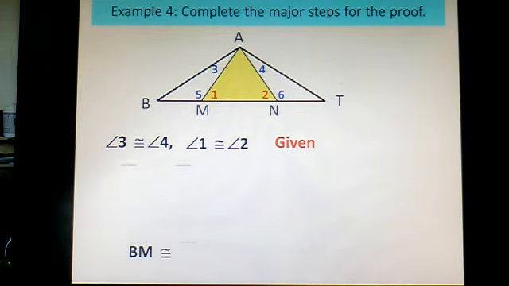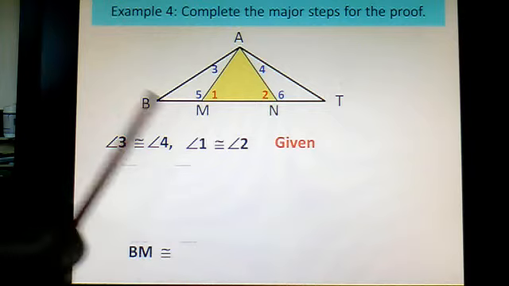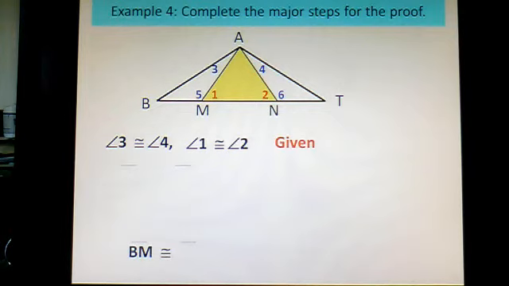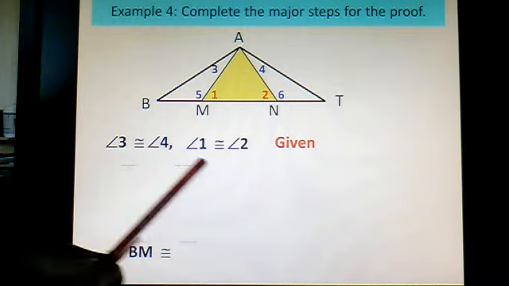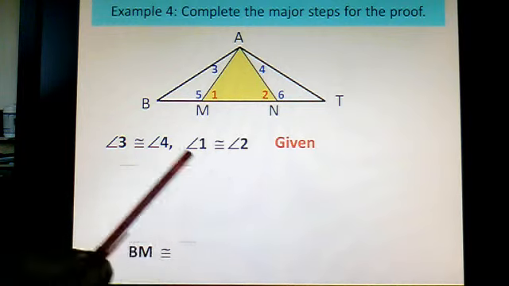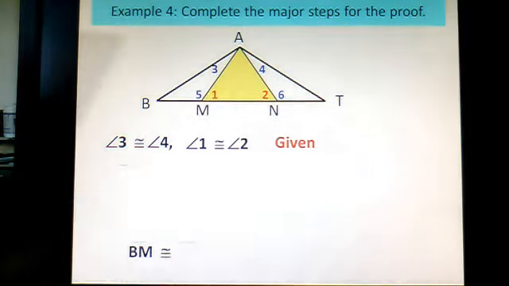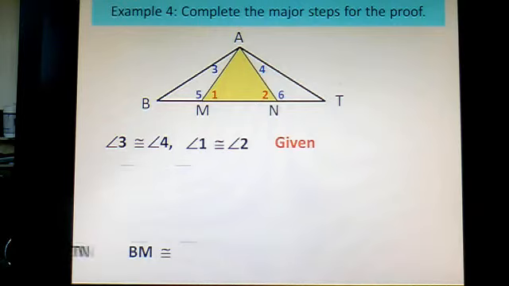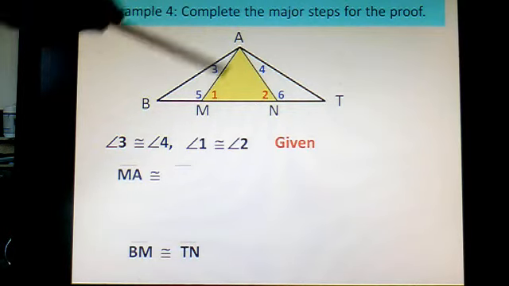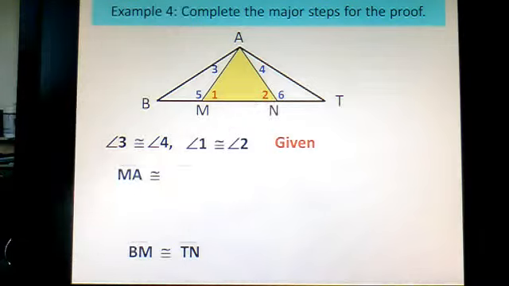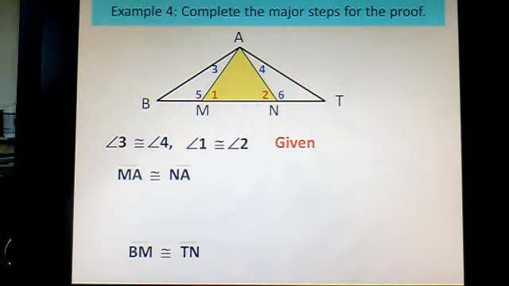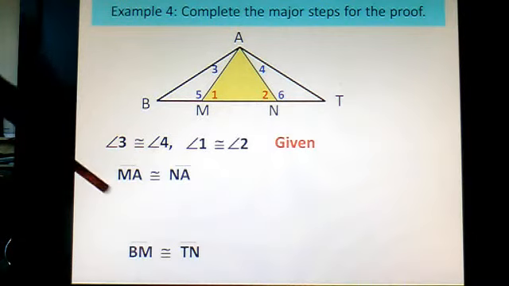I hope you get to the point where you go, well, this isn't enough. I have a pair of angles and a pair of angles. You have to have a side. You can't prove triangles are congruent without a side. But I did kind of give you a side when I gave you this. If 1 and 2 are congruent, think about which sides are congruent. And hopefully you come up with MA congruent to NA. And it's because the angles are congruent that these are congruent.